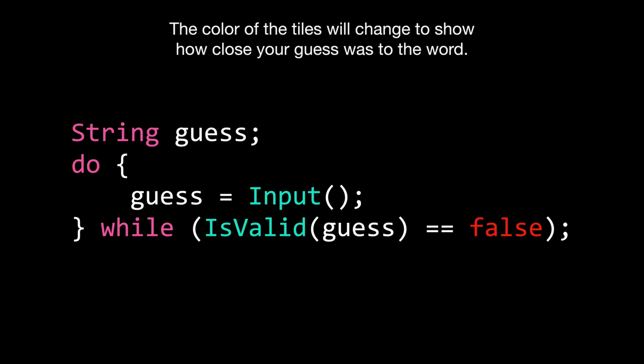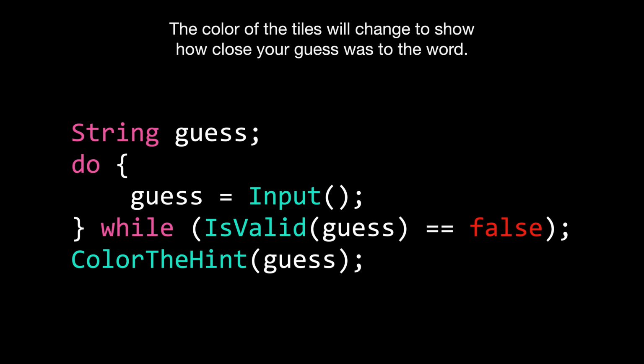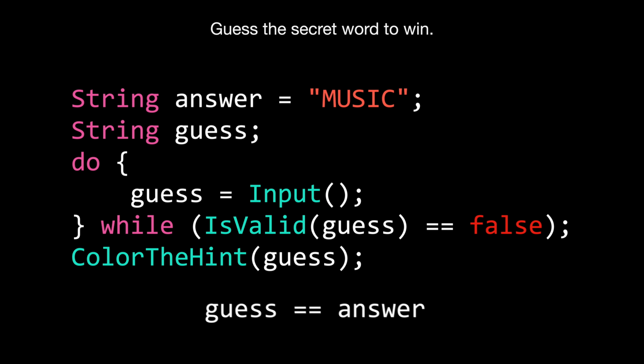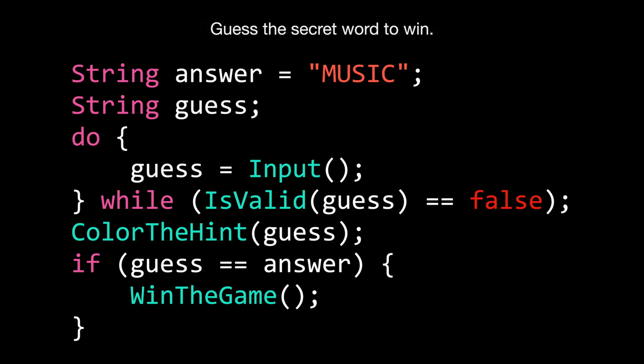About the second rule, color the hint, we can do it by using a single function, color the hint. But I'll explain how this function actually works in the next chapter. For the win condition, we can use an equality function to check if the guess matches the answer. If it does, the player wins. And for the lose condition, we limited the guess to 6.